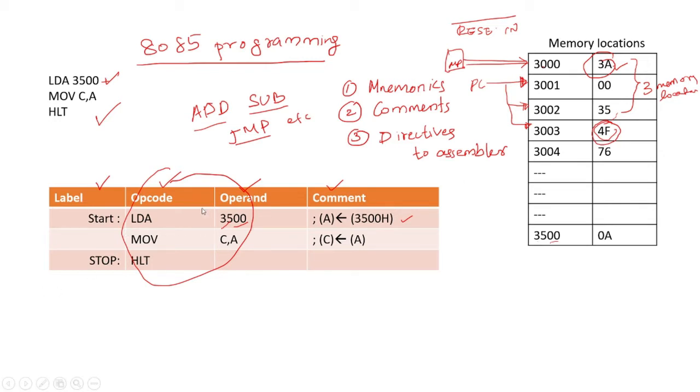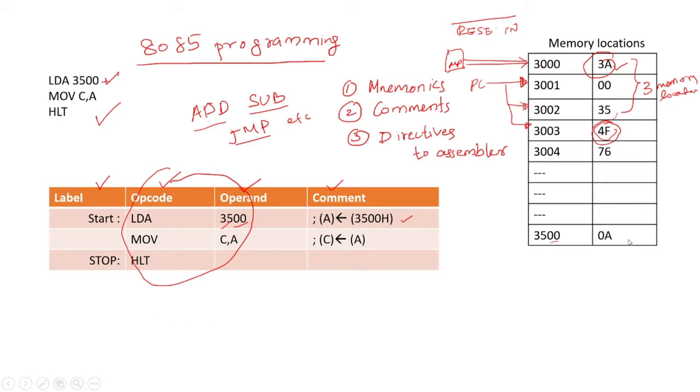Opcode and operand are separated by one space. Usually the space between opcode and operand is only one space. A comma is used between operands. Here you can see MOV C, A. C, A is the operand. There is a space between MOV and C, A. And in between C and A there is a comma. Then a semicolon is used before writing a comment. So this is a typical assembly language statement.